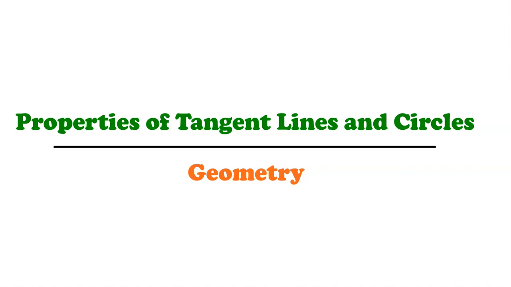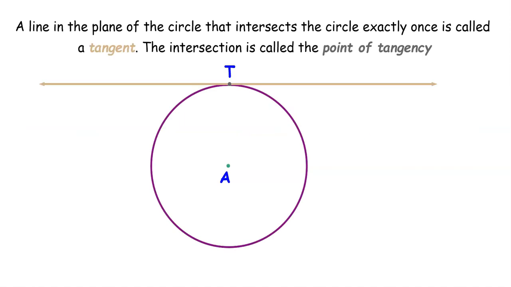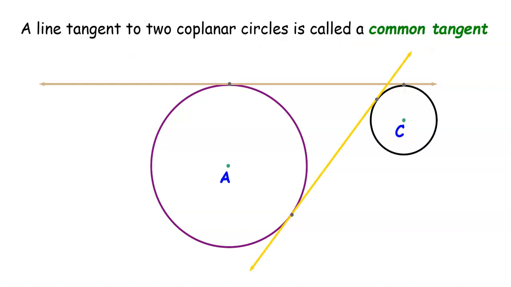So first, as a brief review of that terminology that we saw before, a tangent line is one that intersects a circle once and only once with an intersection point called the point of tangency. Here, point T is the point of tangency because the line containing T intersects the circle with center A at exactly one point.